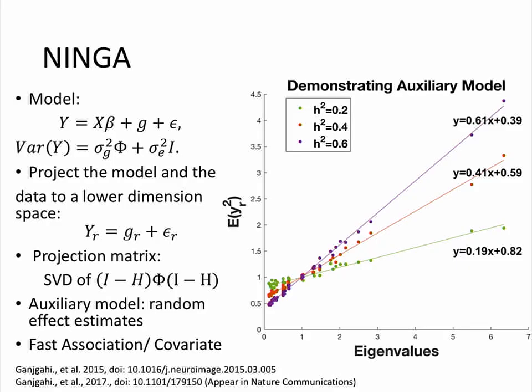I'm not going to go through all of the math behind Ninja, but in summary, the way Ninja works is that it projects the data and the mixed effect model to a large dimension space using the eigenvectors of the kinship metrics, just for the fixed effects. After that, it builds an auxiliary model and uses the regression line to estimate the random effect and the heritability. Another advantage of this projection is that it allows us to do a fast association or covariate analysis.